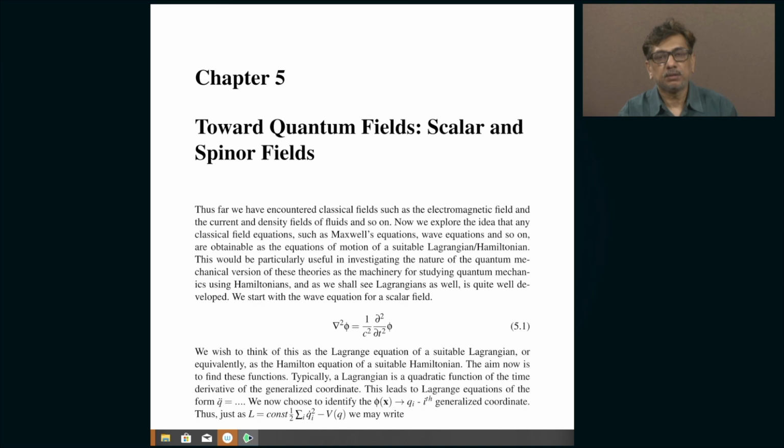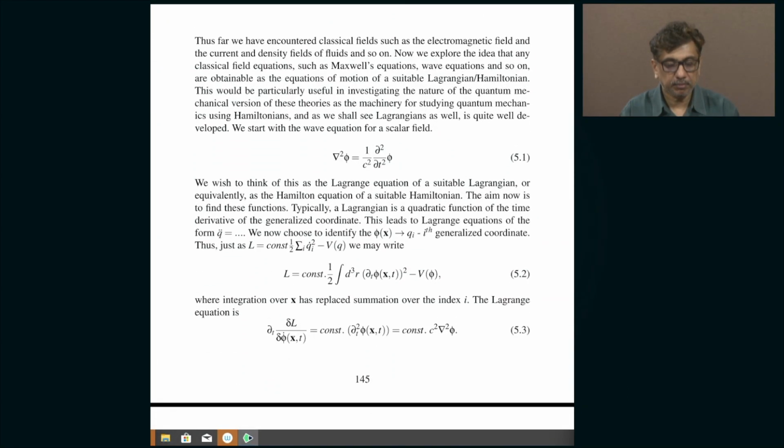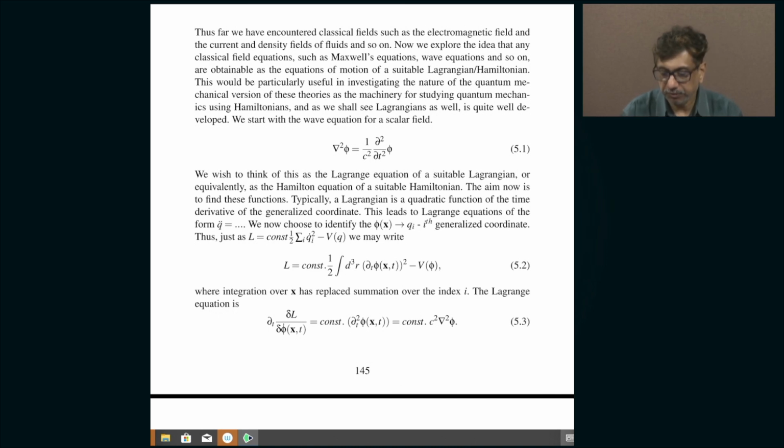So therefore, we need to invoke quantum mechanics even while describing not only point particles, but also fields. So now the question is, how do you do that? Let us start gradually, and firstly I am going to remind you that suppose you had this wave equation. So, I am going to start with this wave equation.